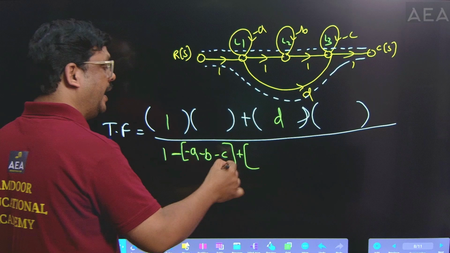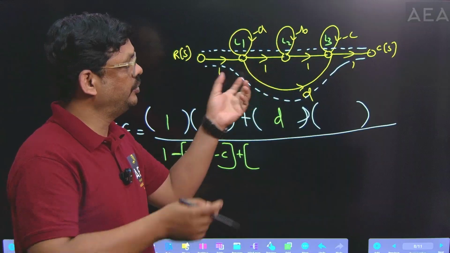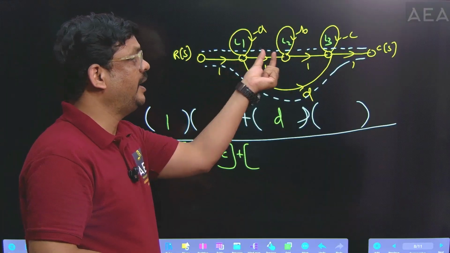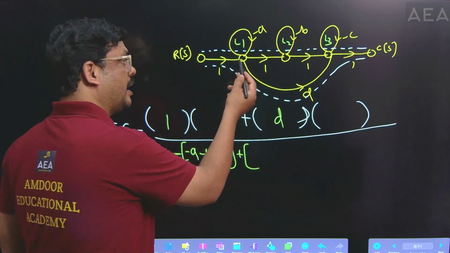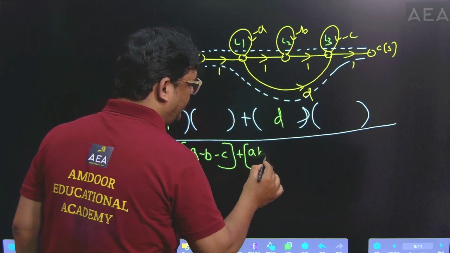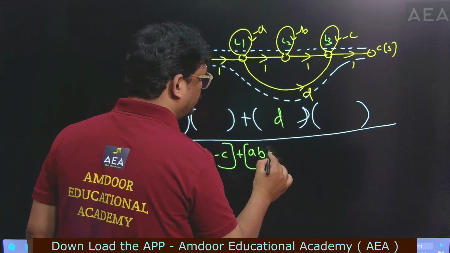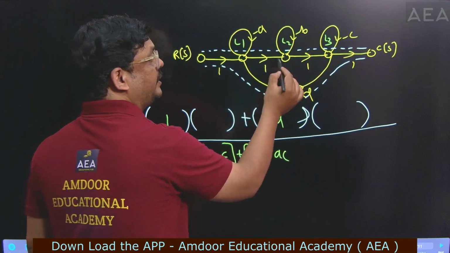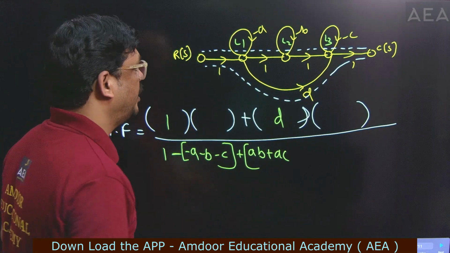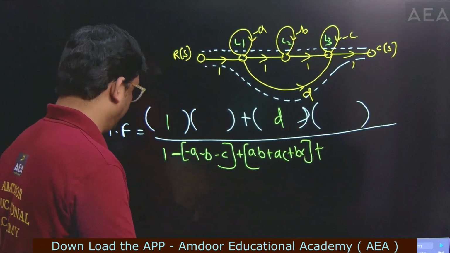Plus, write directly the two non-touching loop pair gains. See, L1 loop and L2. Just for this purpose, you have to compare two loops at a time. Now I want to compare L1 and L2. L1 and L2 do not have any common node. That's why I'm taking this as one pair, a two non-touching loop pair. Minus A into minus B, AB. And L1 and L3 do not have any common node. Then write the product of these two, AC. And L2 and L3, a common node is not there. So L2 and L3 also act as two non-touching loop pairs. Then write BC.